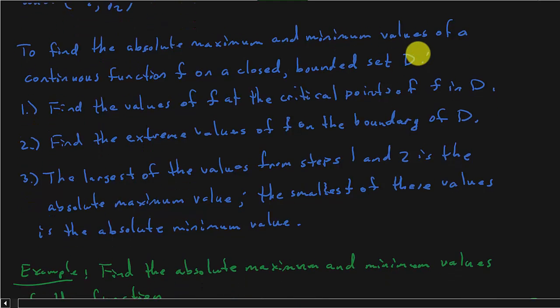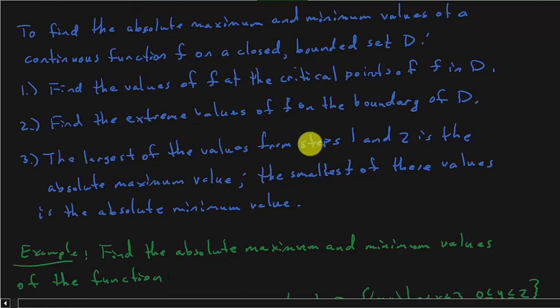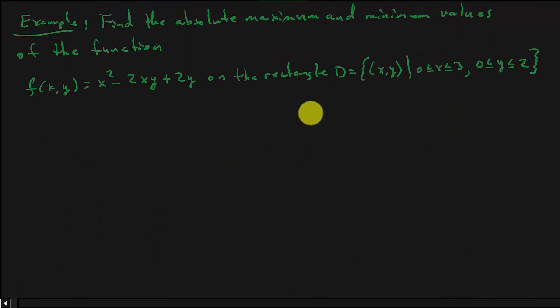So to find the absolute maximum and minimum values of a continuous function on a closed bounded set D, first find the values of f at the critical points of f in D. So we're going to find our critical points, and those points are going to be in D. Second, find the extreme values of f on the boundary of D. The largest of the values from steps 1 and 2 is the absolute maximum value, and the smallest of these values is the absolute minimum value. All right, so let's look at an example.